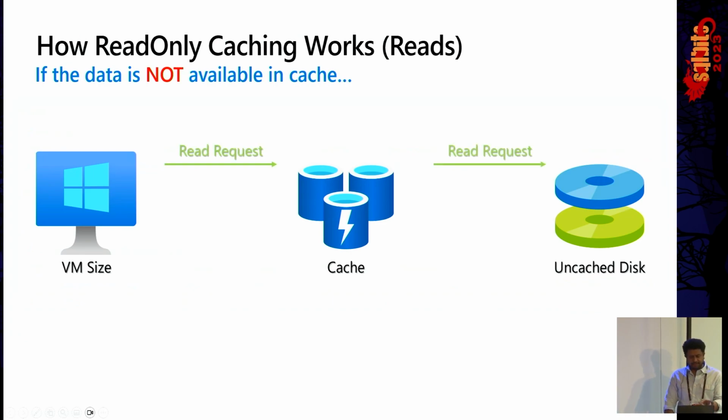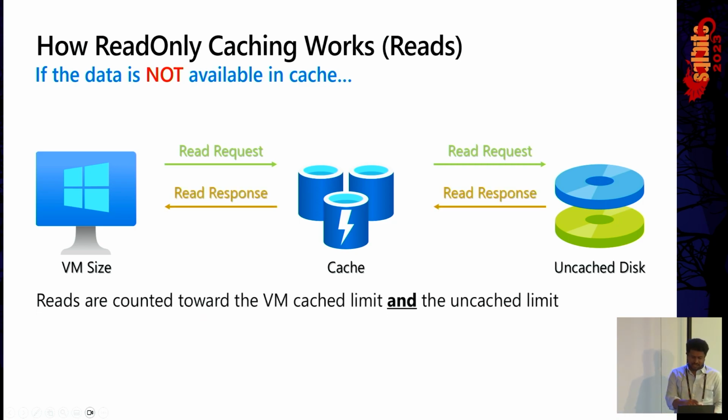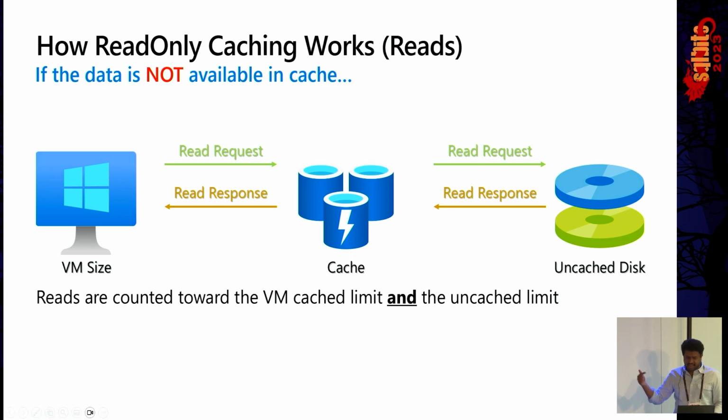If you have a VM and you're having a cache to it, you send a read request. That read request goes to the uncached disk, which is the remote storage, and the read response comes back to the cache and goes to the VM. It works exactly like how a buffer pool works in SQL Server.